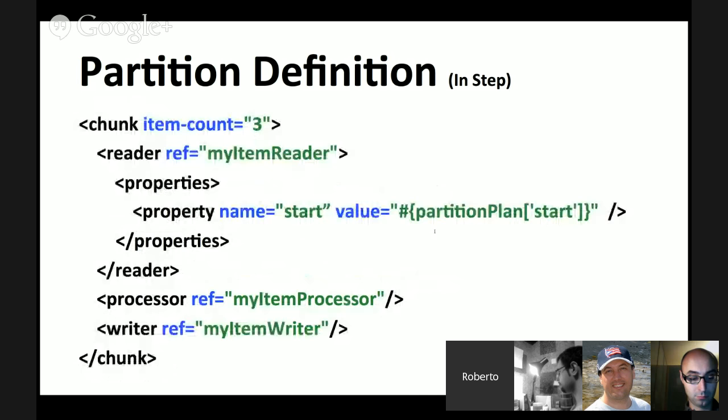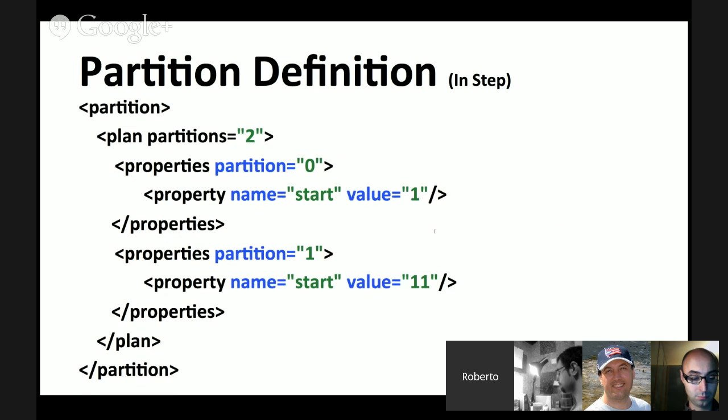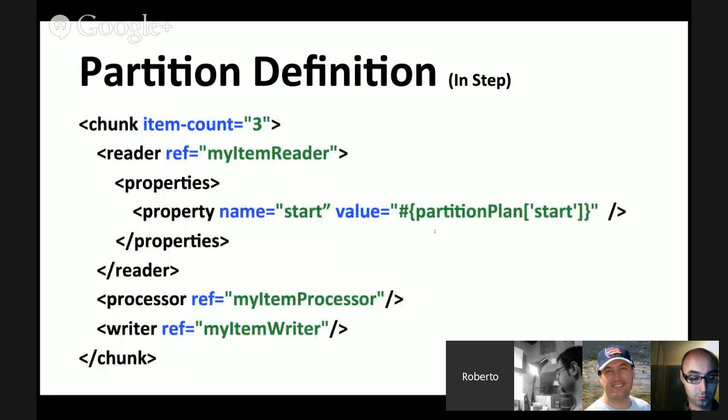So then I can have a partition plan property here, start, which passes that property start to my item reader. Then I'm going to have an instance of my item reader on thread 1, partition 1, with the start element value 1. And then the same, but a different thread, a different instance of the item reader, but now the start property is going to have value 11. But let's go into a demo. It's going to be much easier to understand, I think.